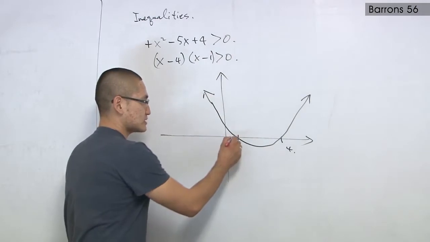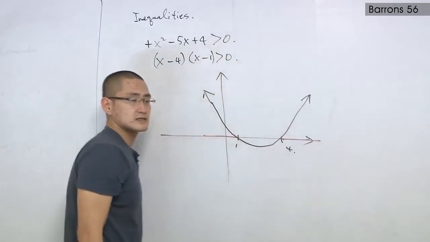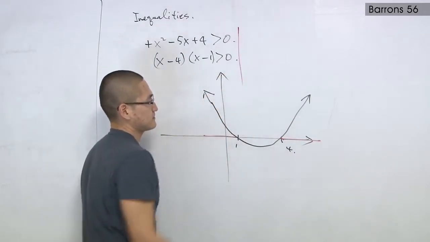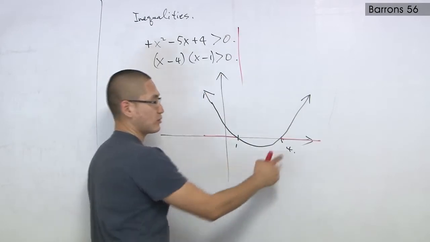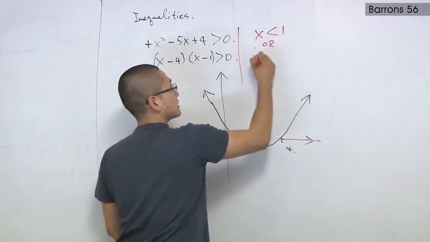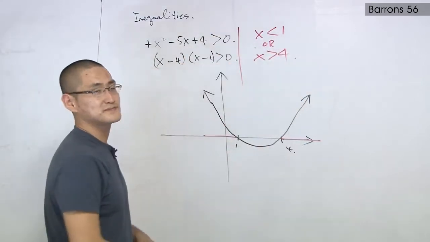Y is greater than 0 means anything that stays above the x-axis. So we realize that this has to be when x is less than 1, or x greater than 4. So the answer is this, or x greater than 4. Good, so we got two intervals.